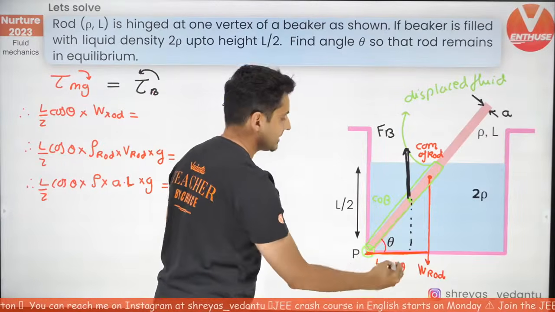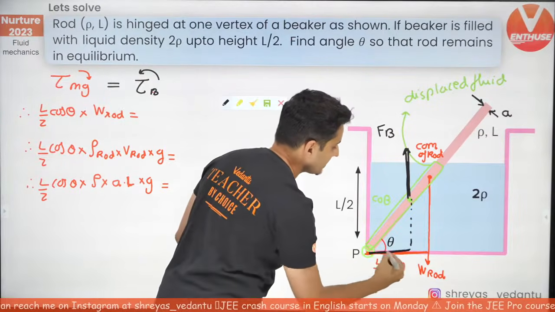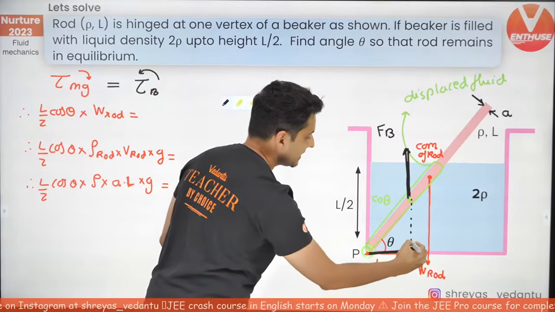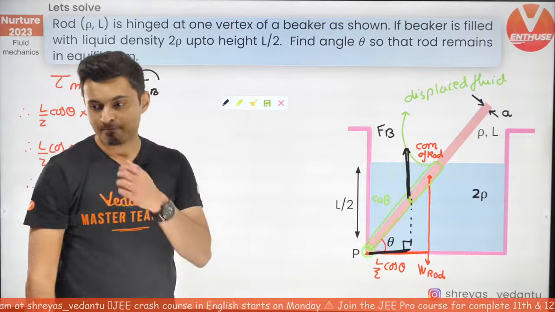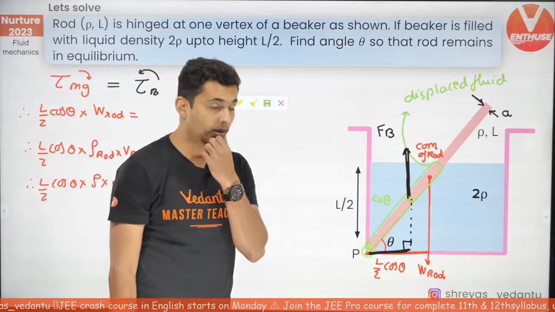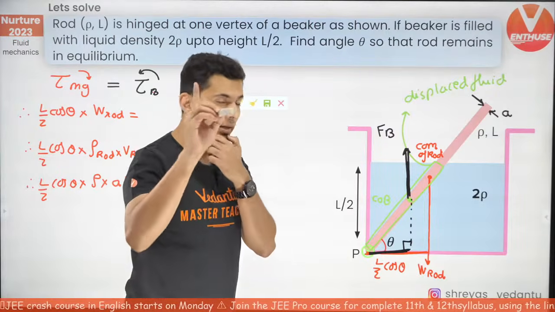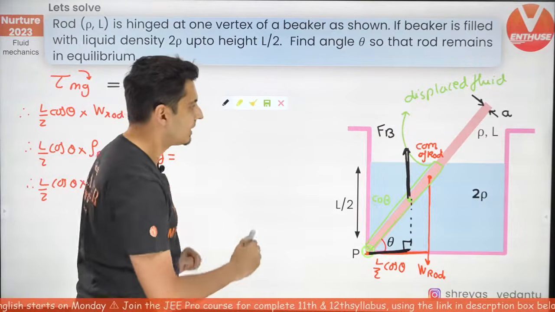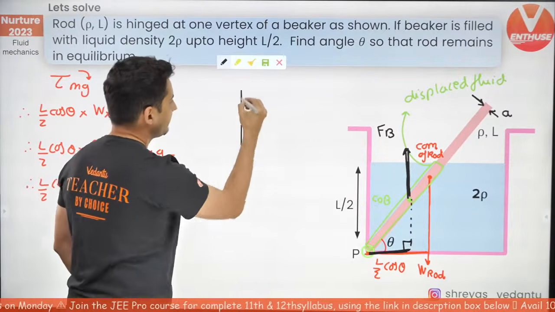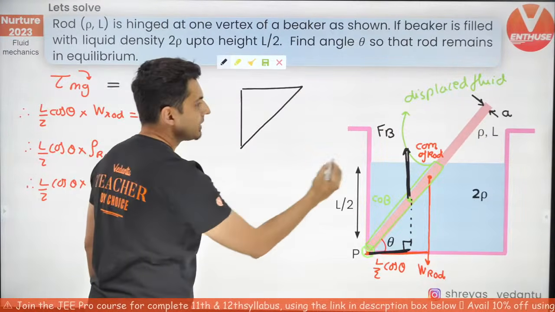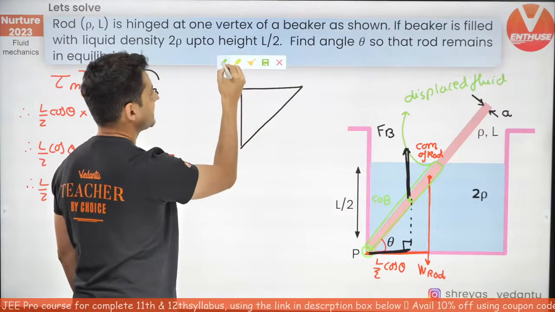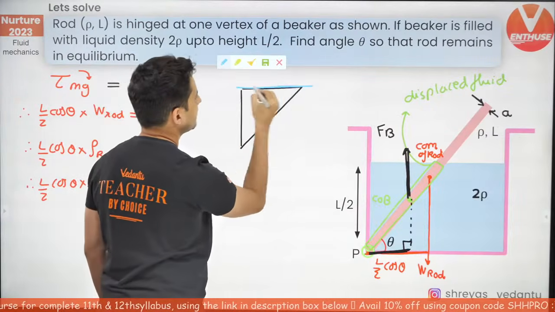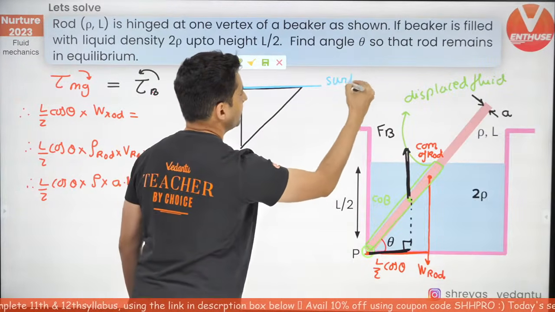Now the problem is that the distance where the buoyant force acts, I do not know that. How do I find this out? Think again. I know what to do. Observe this carefully. Look at this triangle over here. This is where the water surface is. This is the surface of water.